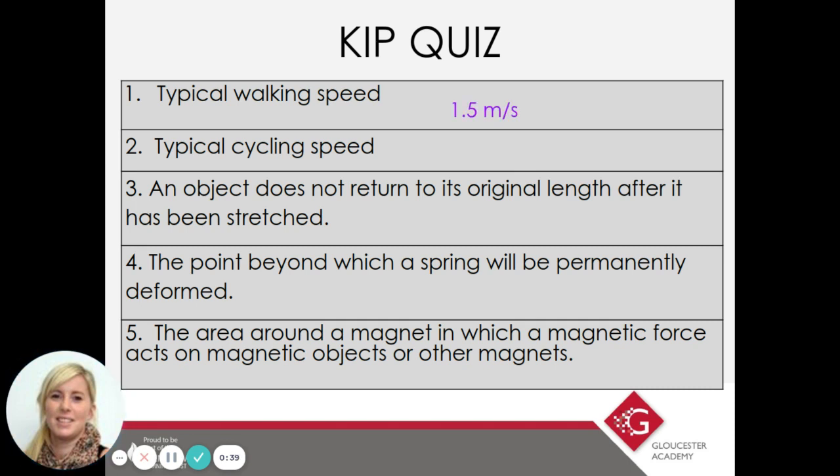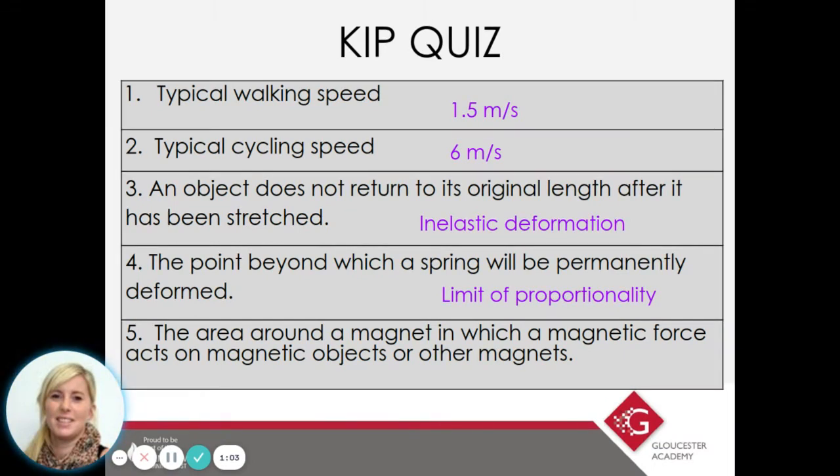Okay, so the first one then, typical walking speed, 1.5 meters per second. Number 2, typical cycling speed, 6 meters per second. Number 3, an object does not return to its original length after it has been stretched, inelastic deformation. Number 4, the point beyond which a spring will be permanently deformed is the limit of proportionality. So it won't go back, it's been stretched too far.